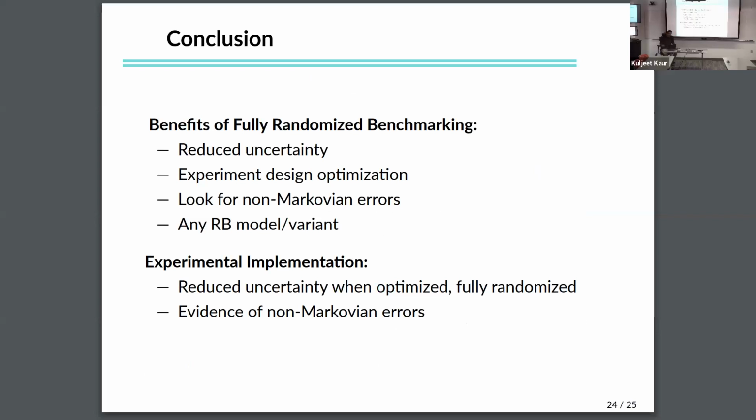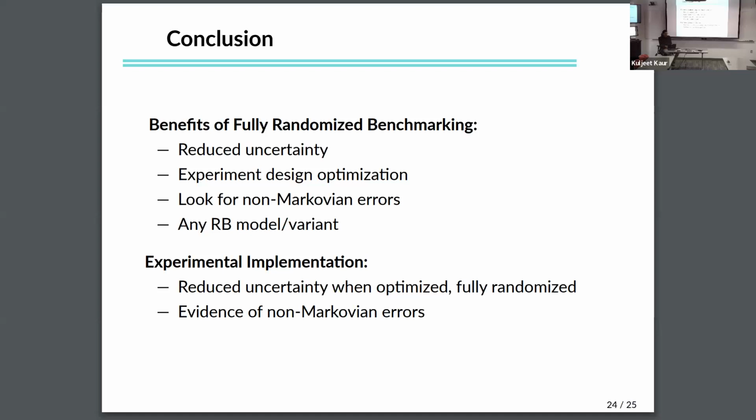So I've been talking a lot about the benefits of fully randomized benchmarking. Those include reduced uncertainty, the ability to optimize the experiment design, and the ability to look for non-Markovian errors. What's really nice here is that it works for any randomized benchmarking model or variants, and there are a lot of different variants of randomized benchmarking out there. We hope they could also see benefits from fully randomizing.